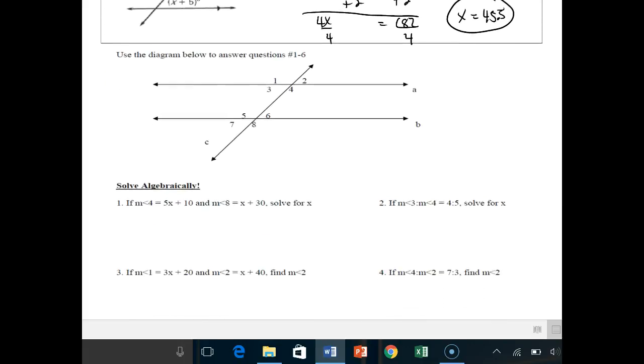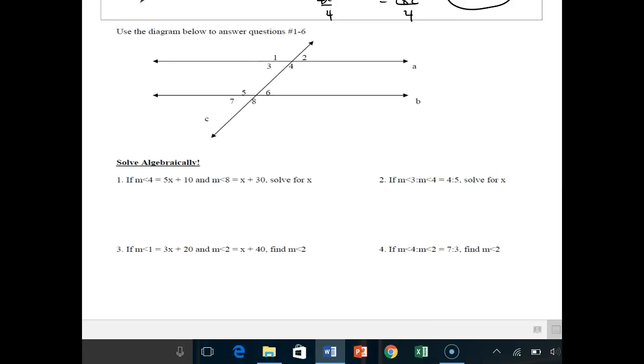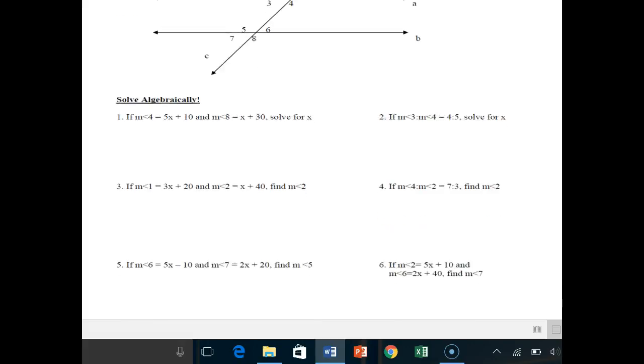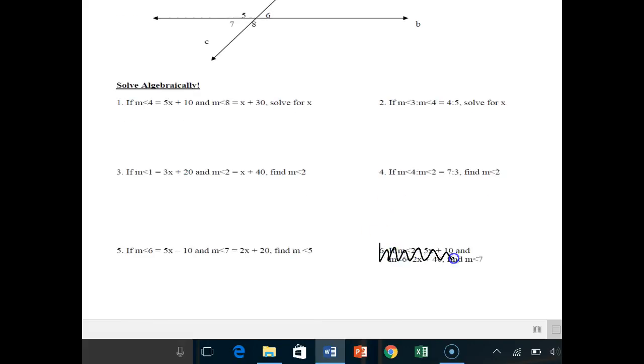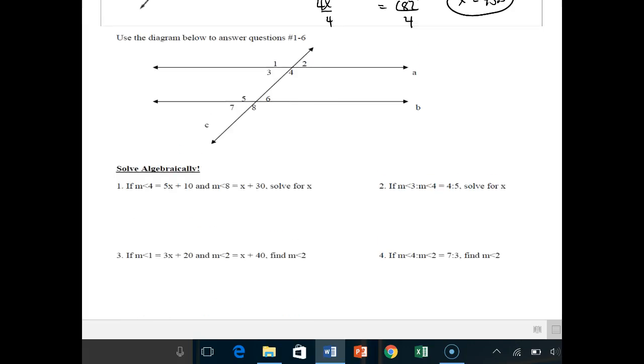All right, finally, use the diagram to answer questions 1 through 6. First of all, I want you to cross off number 6. We won't be doing that one. So number 1 says if the measure of angle 4 is 5x plus 10, and the measure of angle 8 is x plus 30, just solve for x. So notice they just solve for x. Don't plug back in. So 4 and 8 are corresponding.